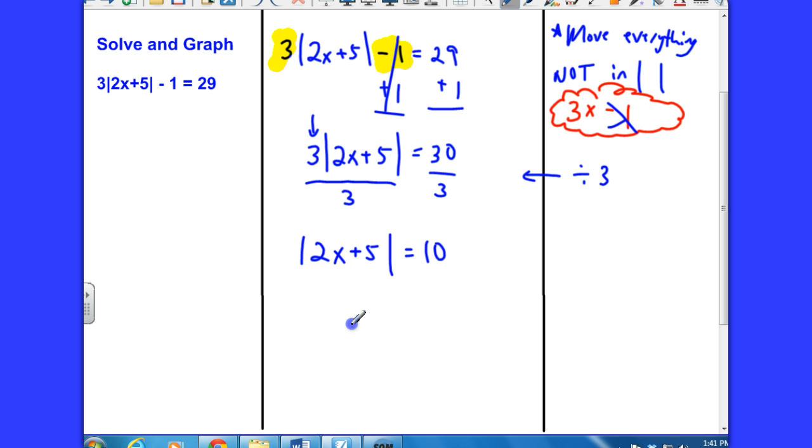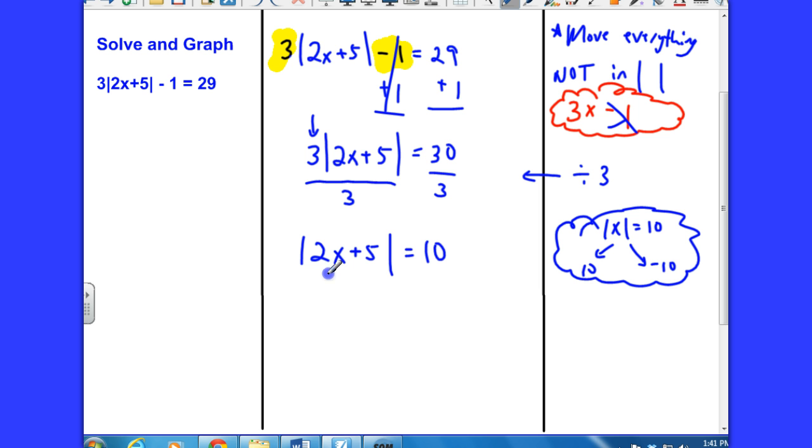Okay, if the absolute value of 2x plus 5 is equal to 10, now here's where it'll look a little funky to you, but it's really based on the previous question we did. All right, think of it like this. You're trying to get some value in here that equals 10. If I said the absolute value of x is equal to 10, well, what could x be? X could be 10 and x could be negative 10. If you don't understand that, go review the last video. X could be 10 and x could be negative 10.